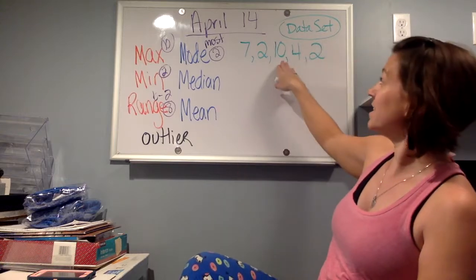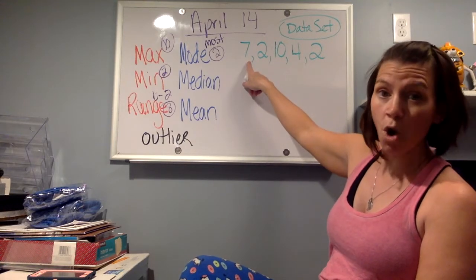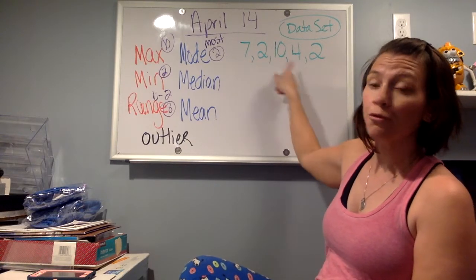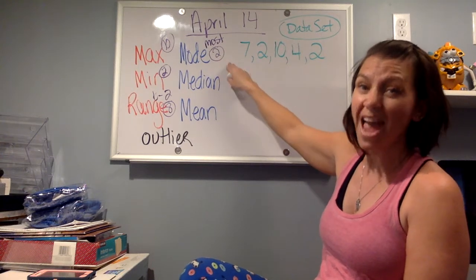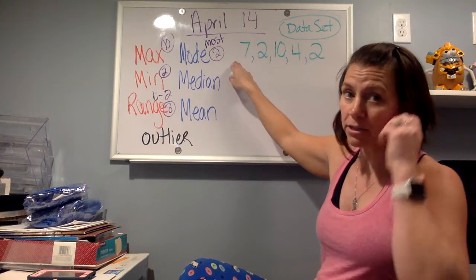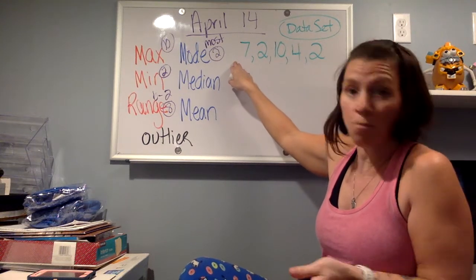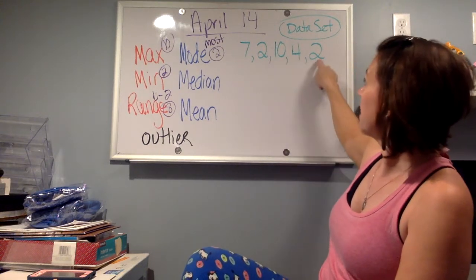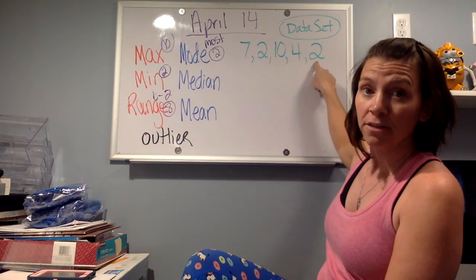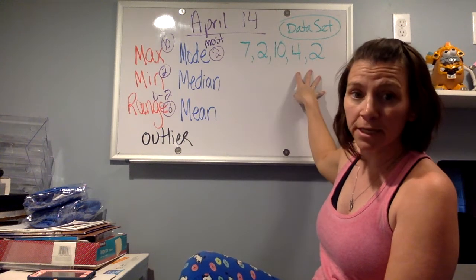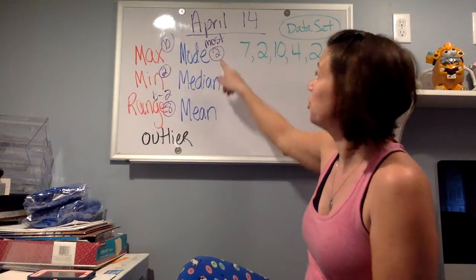Now, let's pretend that the 7 was a 4. Well, then there would be 2 4s, so then my mode would be 2 and 4, okay? So you can have more than one mode, don't forget that. You can also have no mode. So if this guy right here was a 3 and none of the numbers repeated, now we have no mode, and you would write no mode.